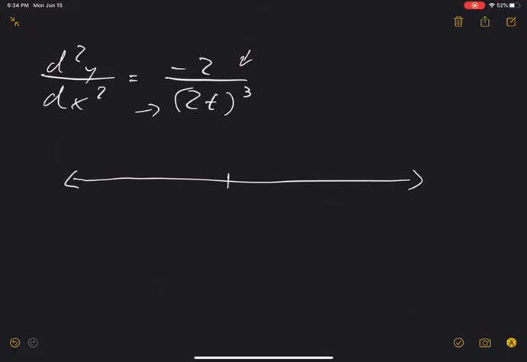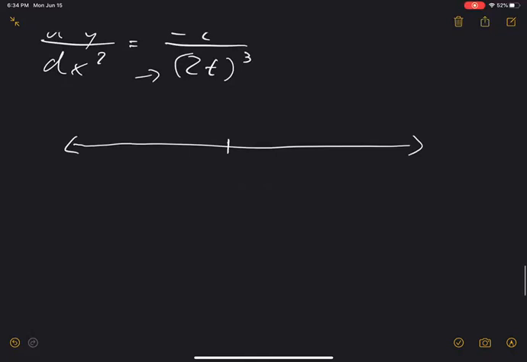It's pretty clear that the numerator is never 0. It's always just -2, so I don't have to worry about anything coming from the numerator. When is the denominator 0? It's only 0 when t is equal to 0. So the only point I have to worry about is right here at 0. This is the only point where my sign can change.